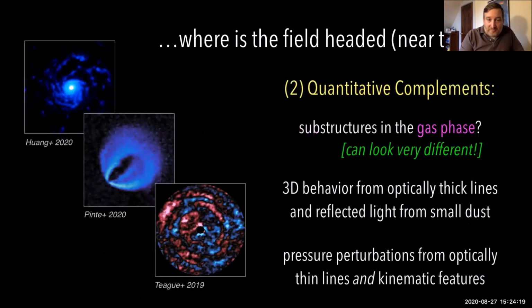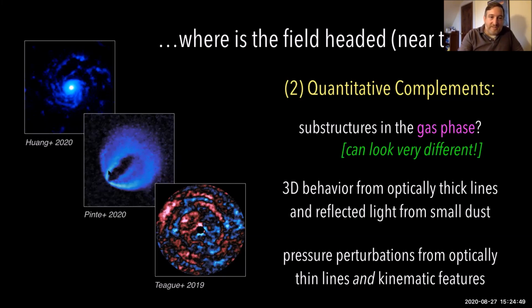So another real growth area, I think, in the last couple of years is to be looking at quantitative complementary data sets, right? And really, in my mind, this is looking at substructures in the gas phase directly, right? Things can look very different. This is an observation of one of the DSHARP sources where just in this white little patch, you see perfectly symmetric rings. And in the CO, you see this enormous spiral pattern, by my recently graduated student, Jane Huang.